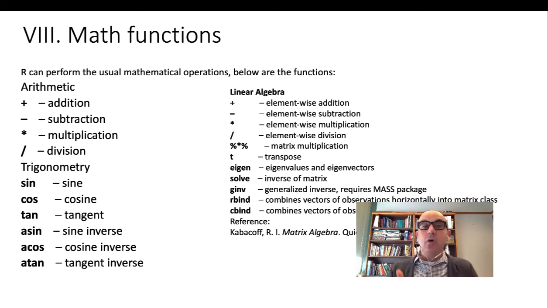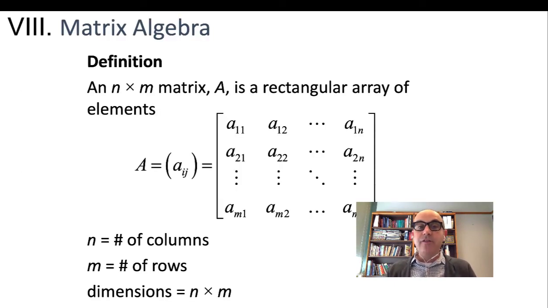I lay out for you the following functions and what they entail in order for us to start. Okay, so we will start with matrix algebra. The definition of a matrix is an n multiplied by m matrix, which consists of elements. In this case, n is equal to the number of columns, m is equal to the number of rows, and the dimension of this matrix is n multiplied by m.